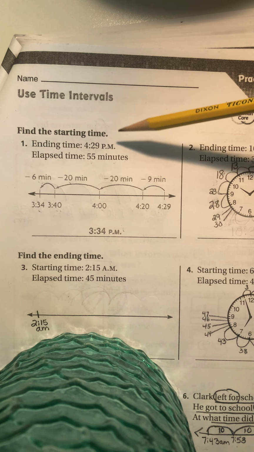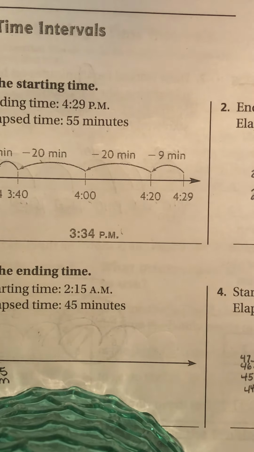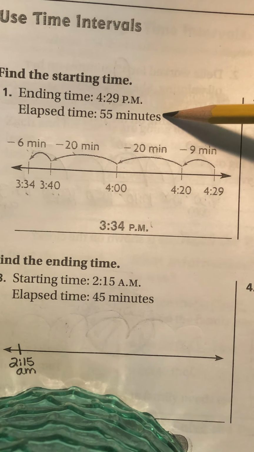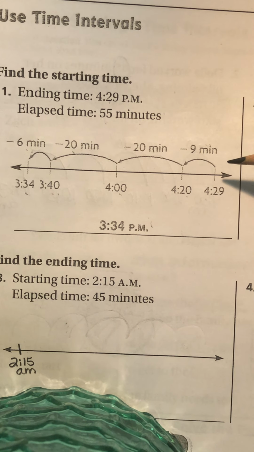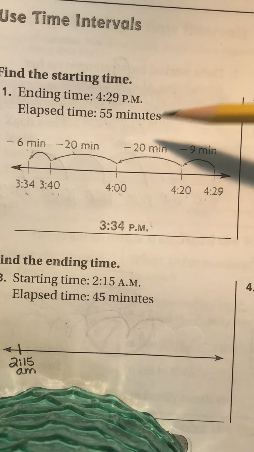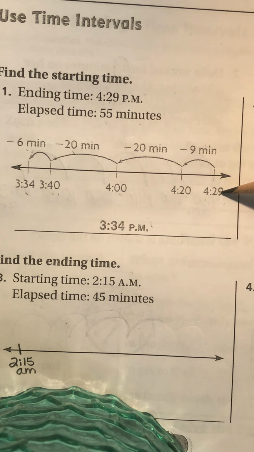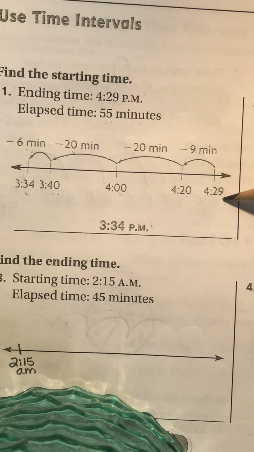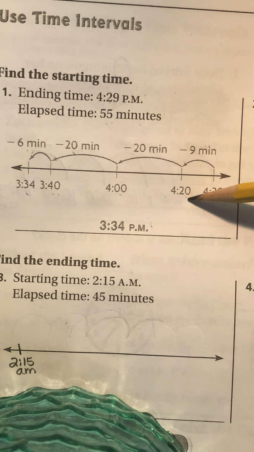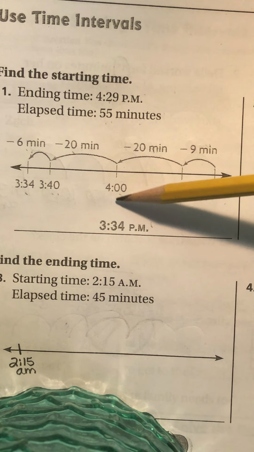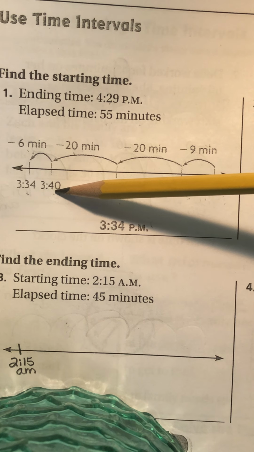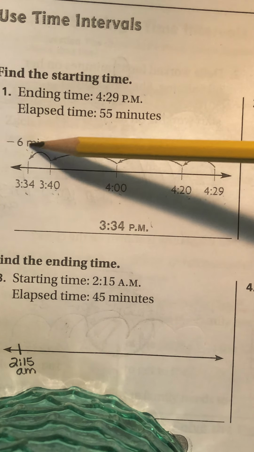It says the ending time was 4:29. I'll zoom in a little bit. And the elapsed time was 55 minutes, and they showed you how they found the answer of the starting time. So they ended at 4:29, which they told us. We put that at the end of the number line, and then we count back 55 minutes. First, they counted back 9 minutes, so they took 9 minutes off. It's 4:20. They took 20 minutes off. It's 4 o'clock. They took another 20 minutes off. It's 3:40.